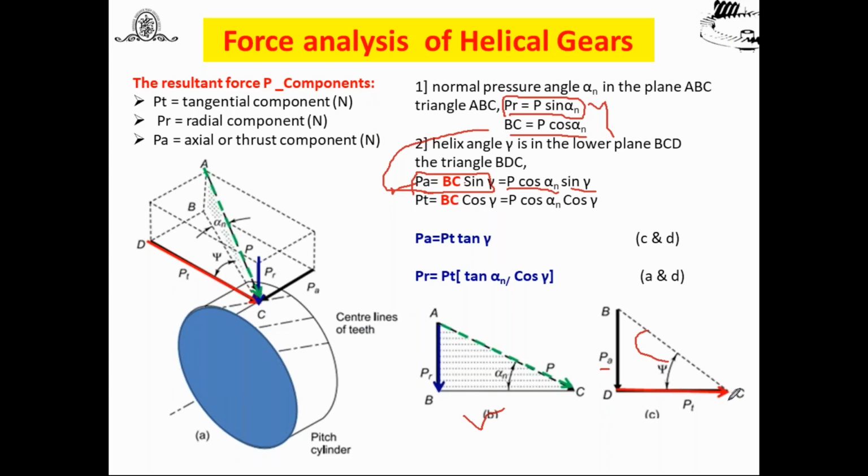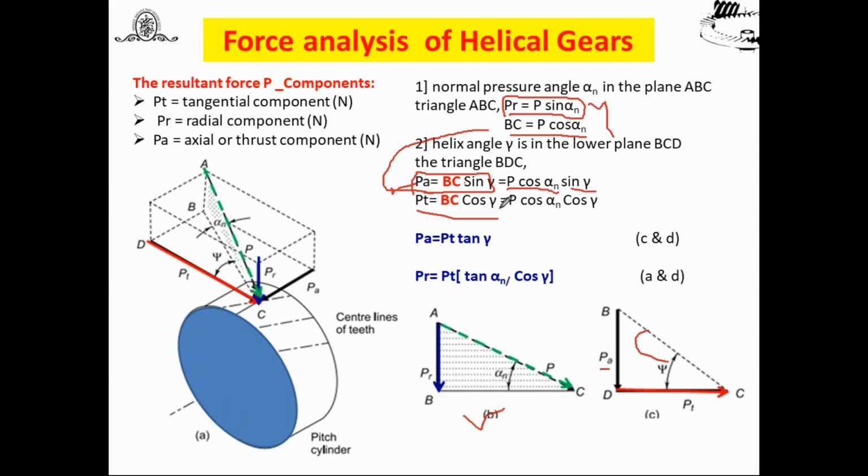Similarly, find out PT here. PT is the adjacent side, so you can use cos. Cos gamma is equal to PT upon the hypotenuse BC. So PT is equal to BC cos gamma.